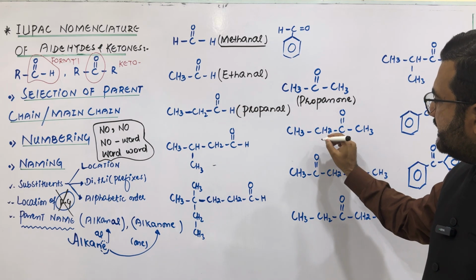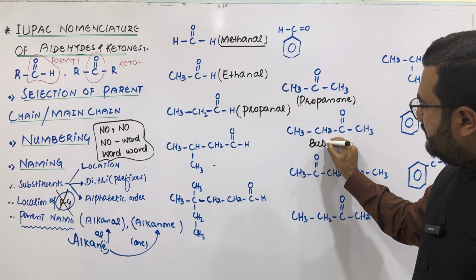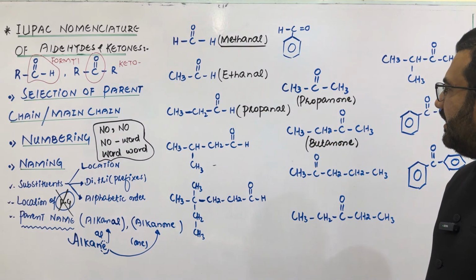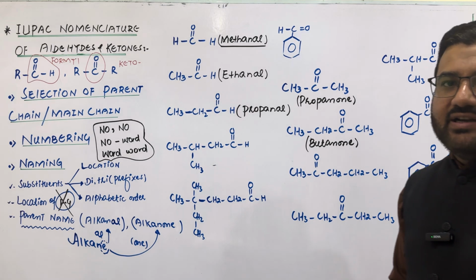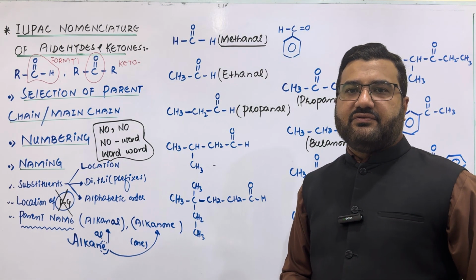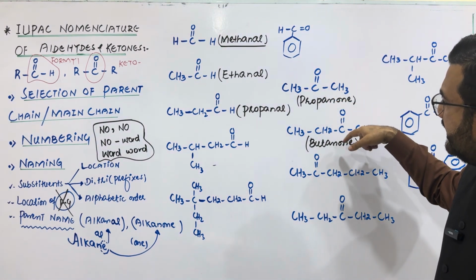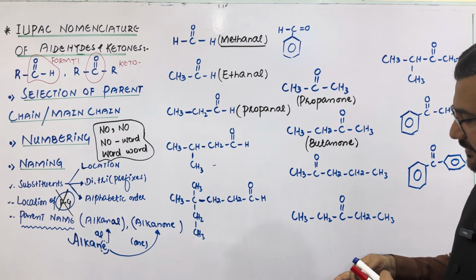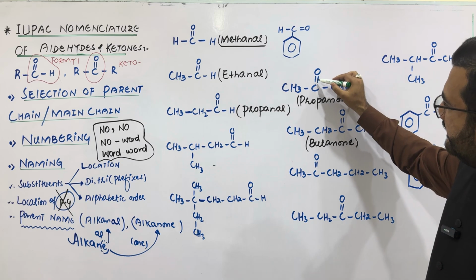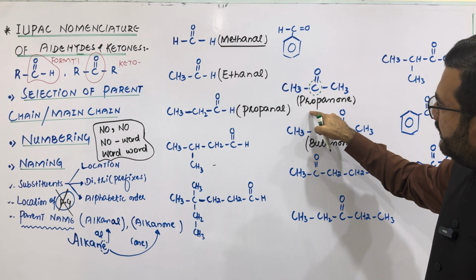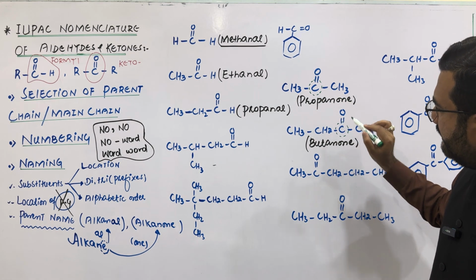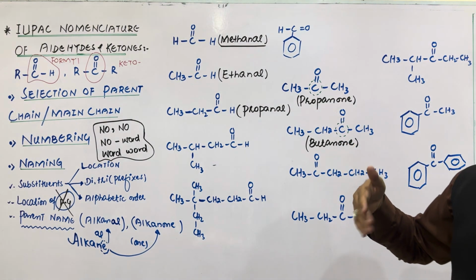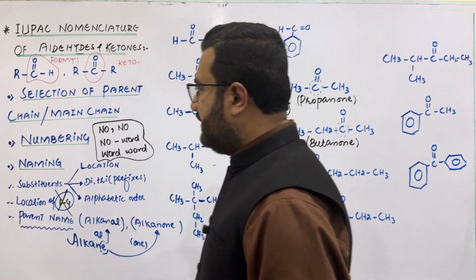In the same way, this one has 4 carbon atoms, so it will be called butanone. Up to the ketone having 4 carbon atoms, there is no need to write down the position of the functional group, because in both of these the position of the functional group remains fixed, on carbon number 2. This carbon will always remain carbon 2 in propanone, and this carbon will always remain carbon number 2 in butanone. But in higher ketones, we have to mention the position of the functional group.